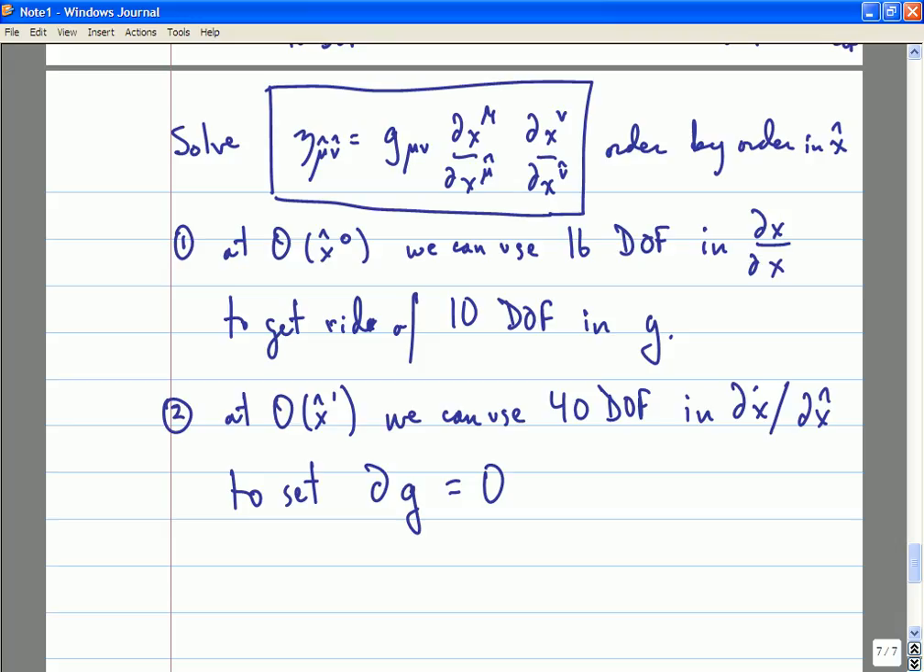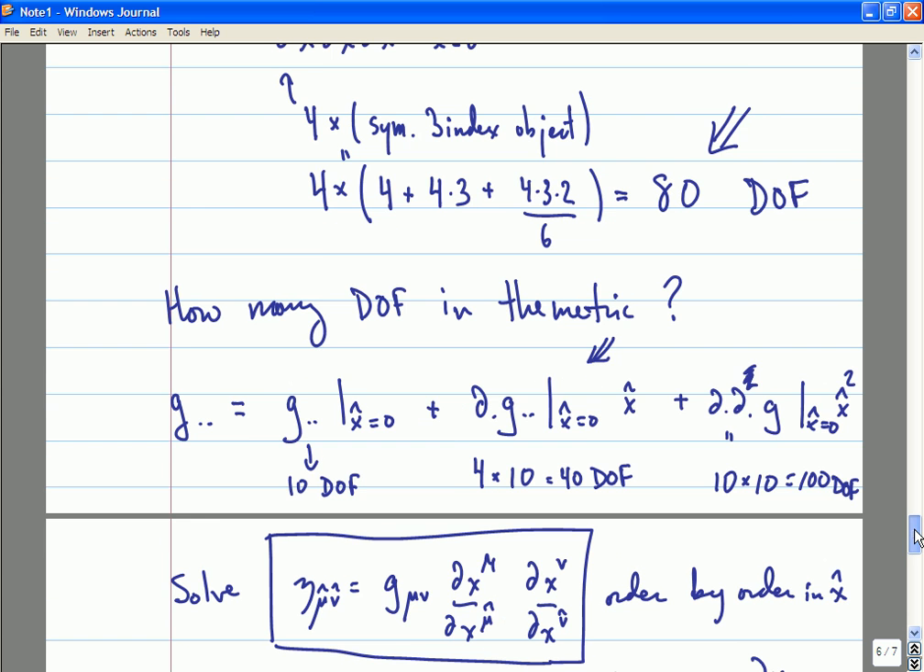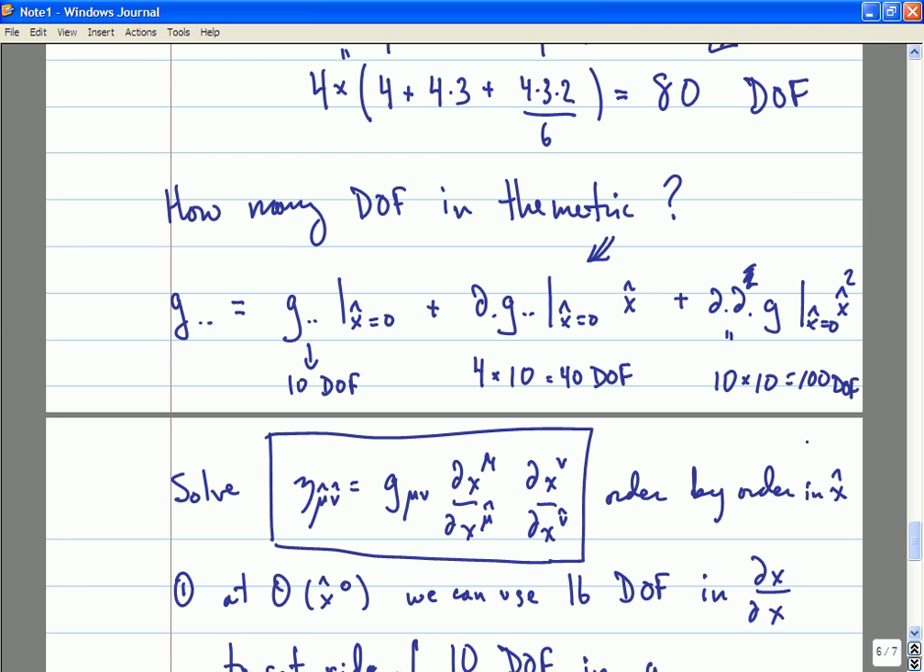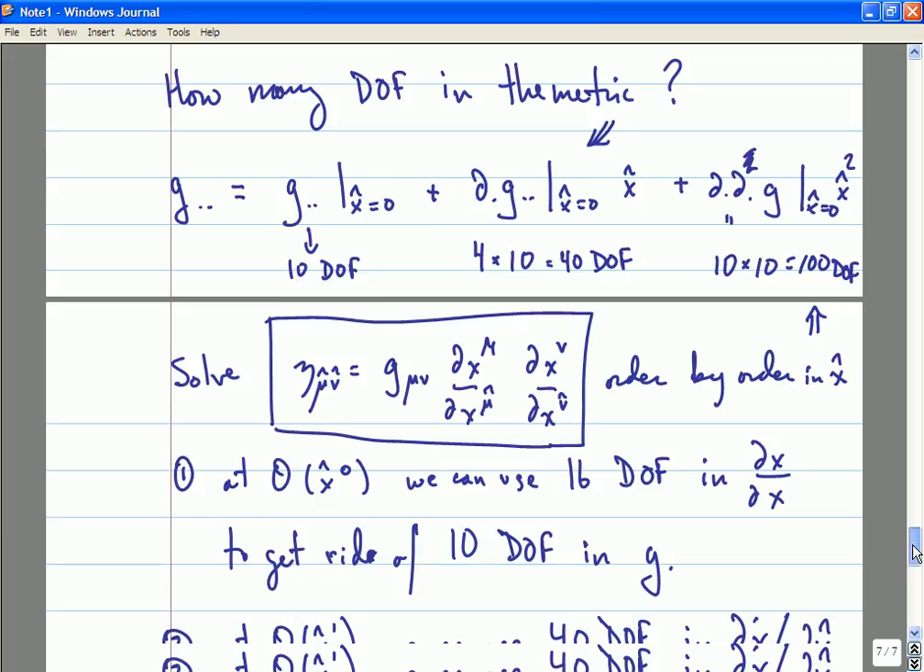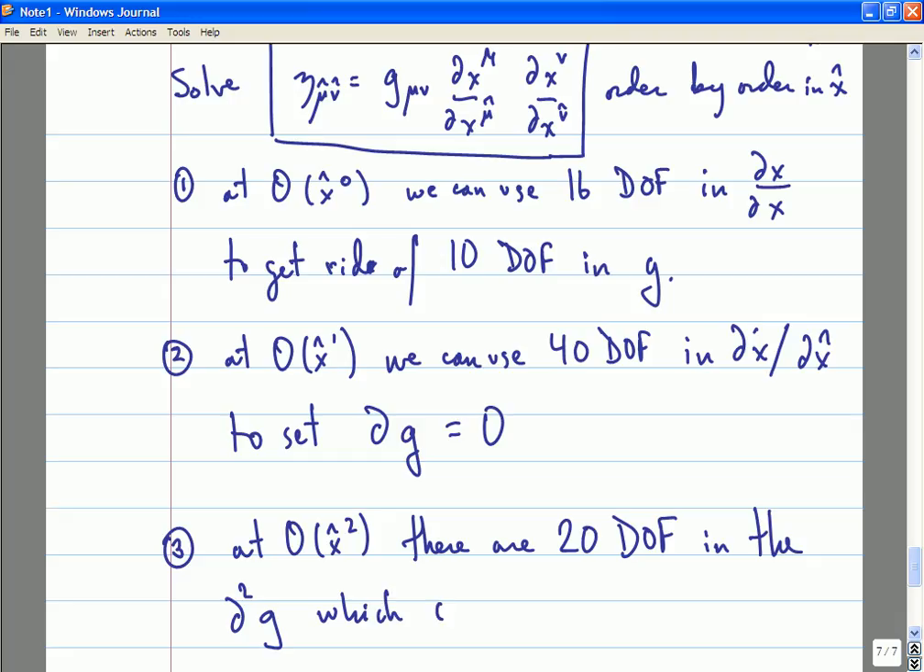And then you could even try and work to one higher power in x hat. So at order x hat squared, however, let's go and look here, there are 80 degrees of freedom in the Jacobian matrix, but there are 100 degrees of freedom in the second derivatives of the metric. So at order x hat squared, there are 20 degrees of freedom in the second derivative of the metric, which cannot be removed by a change of coordinates.